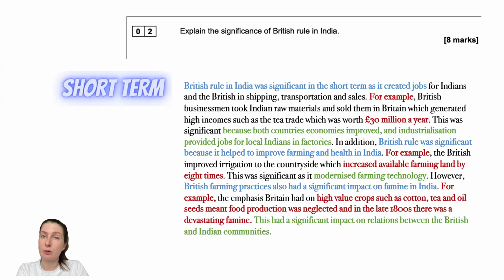So I've given you a model paragraph. Please feel free to pause the video and have a look at that for yourself. But essentially, we're wanting to use a sentence structure that keeps returning to the word significance. So you can see that my topic sentence, my opening sentence, is: British rule in India was significant in the short term as it created jobs. That's my point. Then I'm going into the for example, and I'm giving my specific example. And then I'm linking back with my analysis, the green bit.